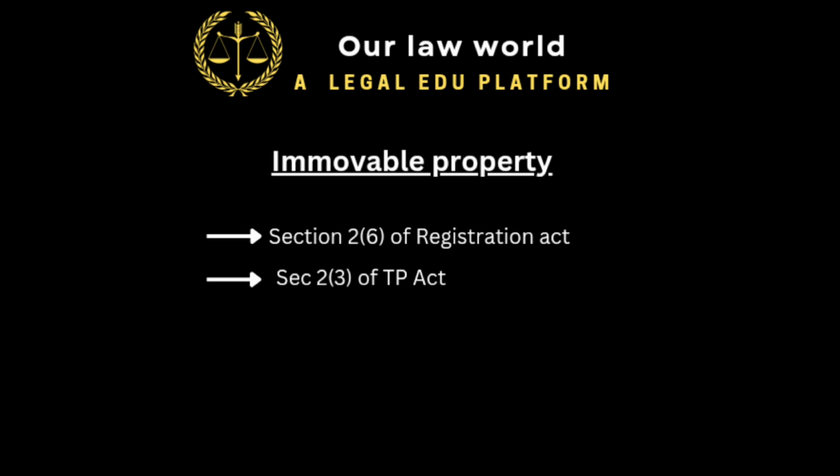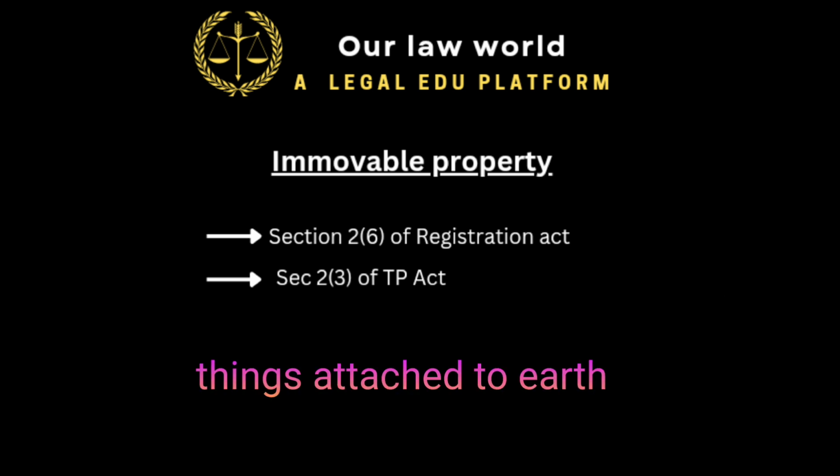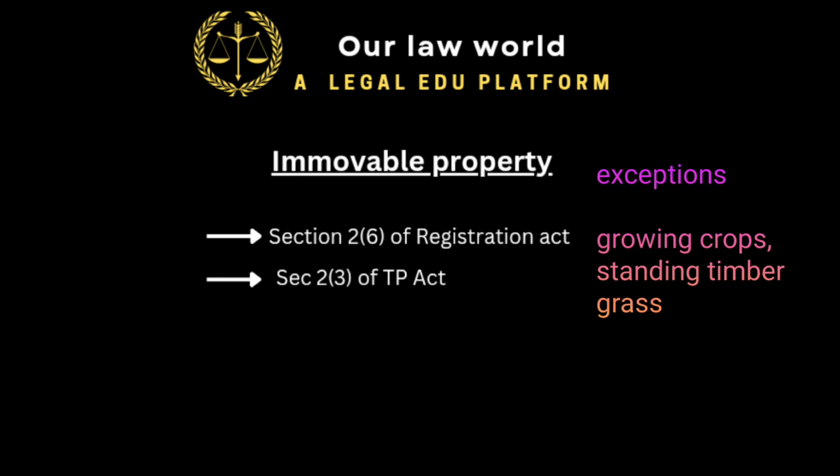Talking about immovable property, it is explained in Section 2 of Subclause 6 of the Registration Act and also in Section 2 of Subclause 3 of the Transfer of Property Act. In general, immovable property means lands, buildings, fisheries, or any other benefits which arise out of the land, or the things which are attached to the earth. But exceptions include growing crops, standing timber, and grass, because these are cut and used for daily needs and purposes.